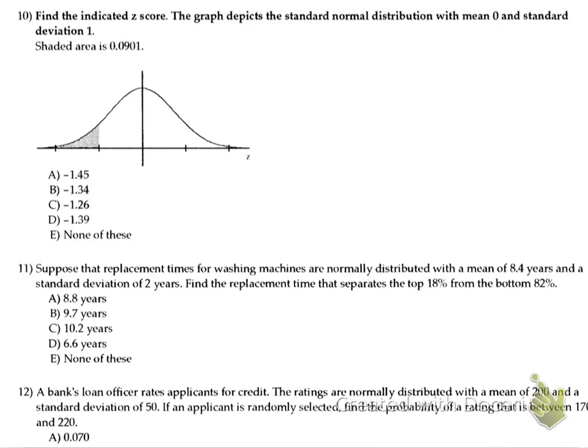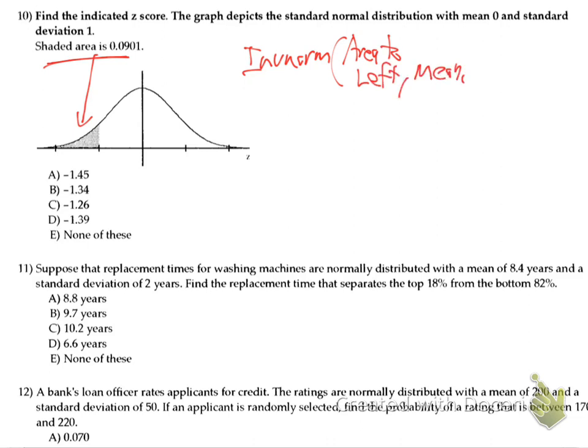It's either going to be normal CDF or inverse norm. Which one is this one? And how we know is because they're giving us an area, aren't they? So it's got to be inverse norm because they're giving us area. They're saying that the shaded portion is 0.0901. They're just telling us that straight out. So then that's inverse norm: area to the left, mean and standard deviation.